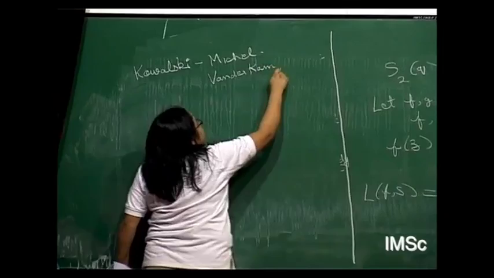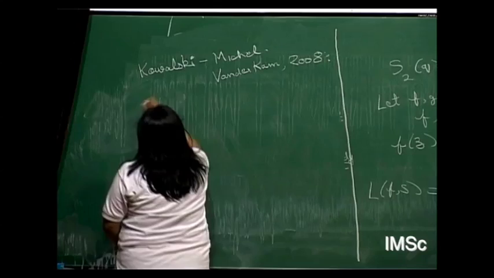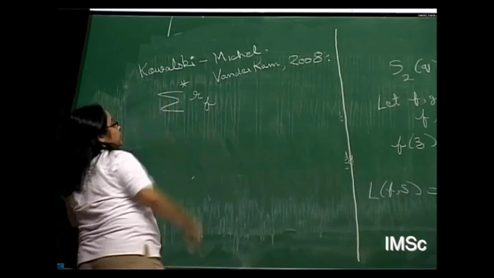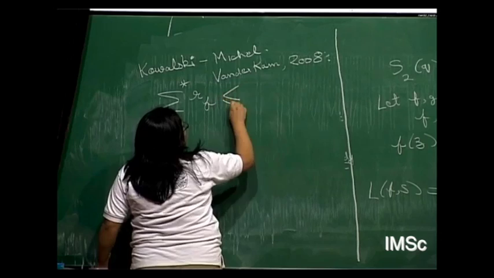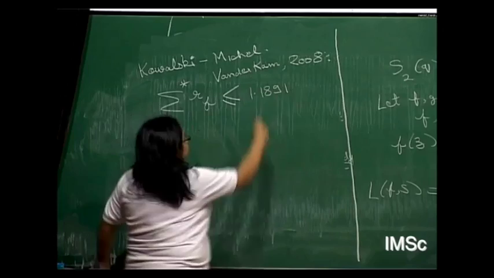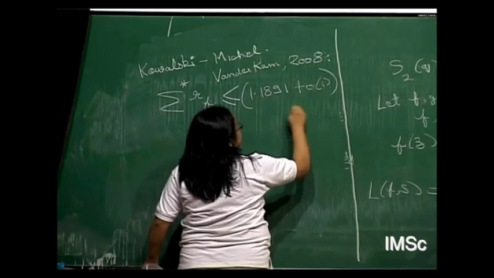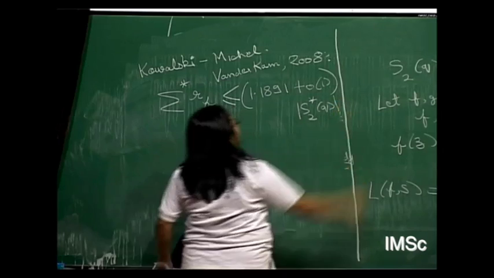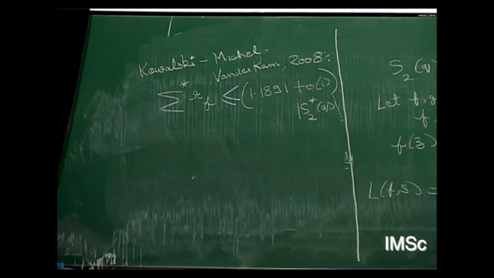In 2008, they proved that the sum is less than or equal to 1.1891. This is their constant, times the dimension of the space. Okay, so we'll spend some time actually reviewing the fundamental ideas of their proof. But before I do that, I have to tell you why I'm going to do that. Why this is not entirely an expository talk.